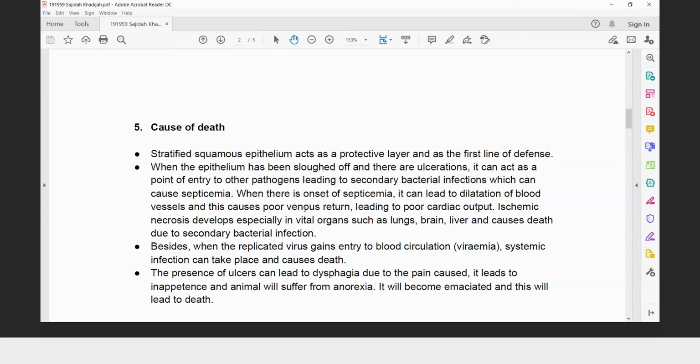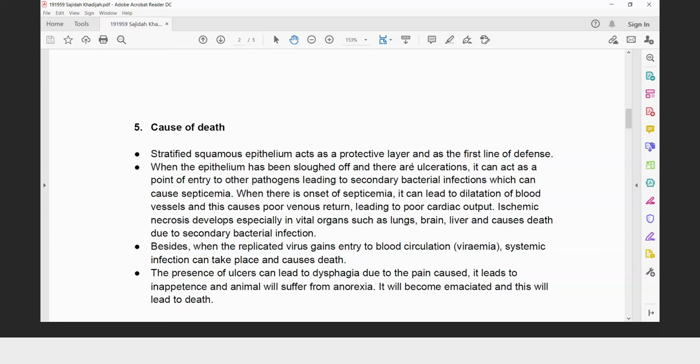Why is there poor cardiac output? Because of poor venous return. You are correct. Why is there poor venous return? Because of dilatation of blood vessels. Correct. Why is there dilatation of blood vessels? Because of septicemia. Yes, septicemia causes dilatation of those blood vessels. Why the septicemia? Because of secondary bacterial infection. Okay, especially you can put E. coli there. You're correct there also. Why is there secondary bacterial infection? I think you mentioned E. coli just now. Because the pathogen enters the area of ulceration. You are correct.